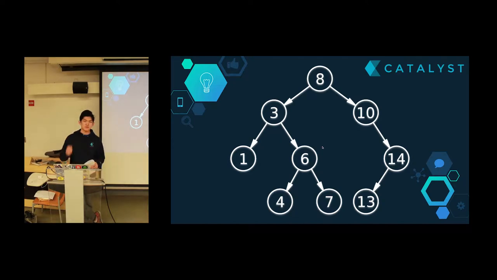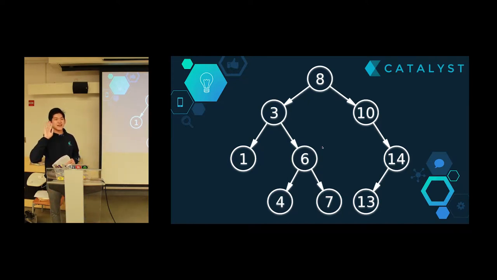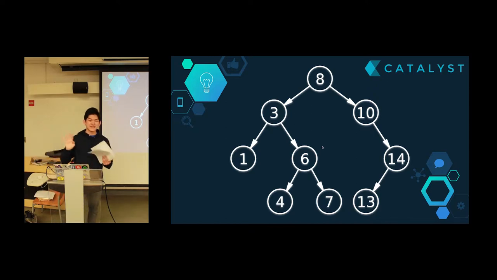Are people done? Do you need more time? Is everyone still not done? We're all good? So everyone has three different traversal array-looking things, right?